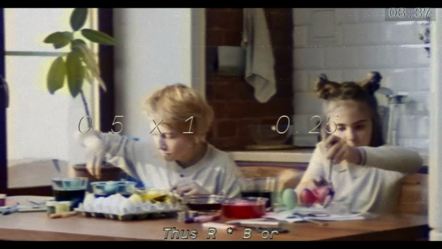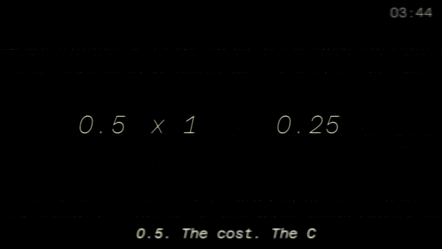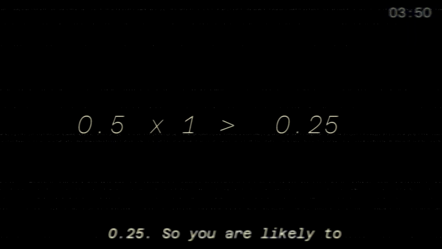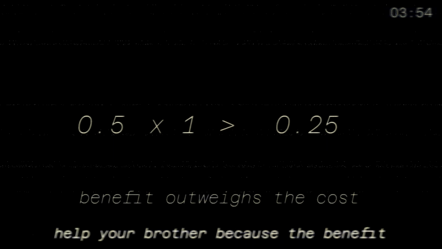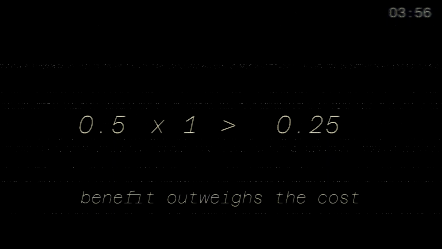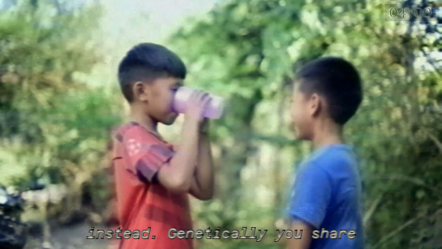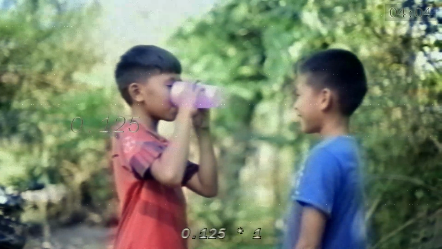Thus, R times B, or 0.5 times 1, equals 0.5. The cost, the C, is 0.25. 0.5 is greater than 0.25, so you are likely to help your brother because the benefit outweighs the cost. Now, imagine if that was your cousin instead. Genetically, you share 12.5% of genes, or 0.125.